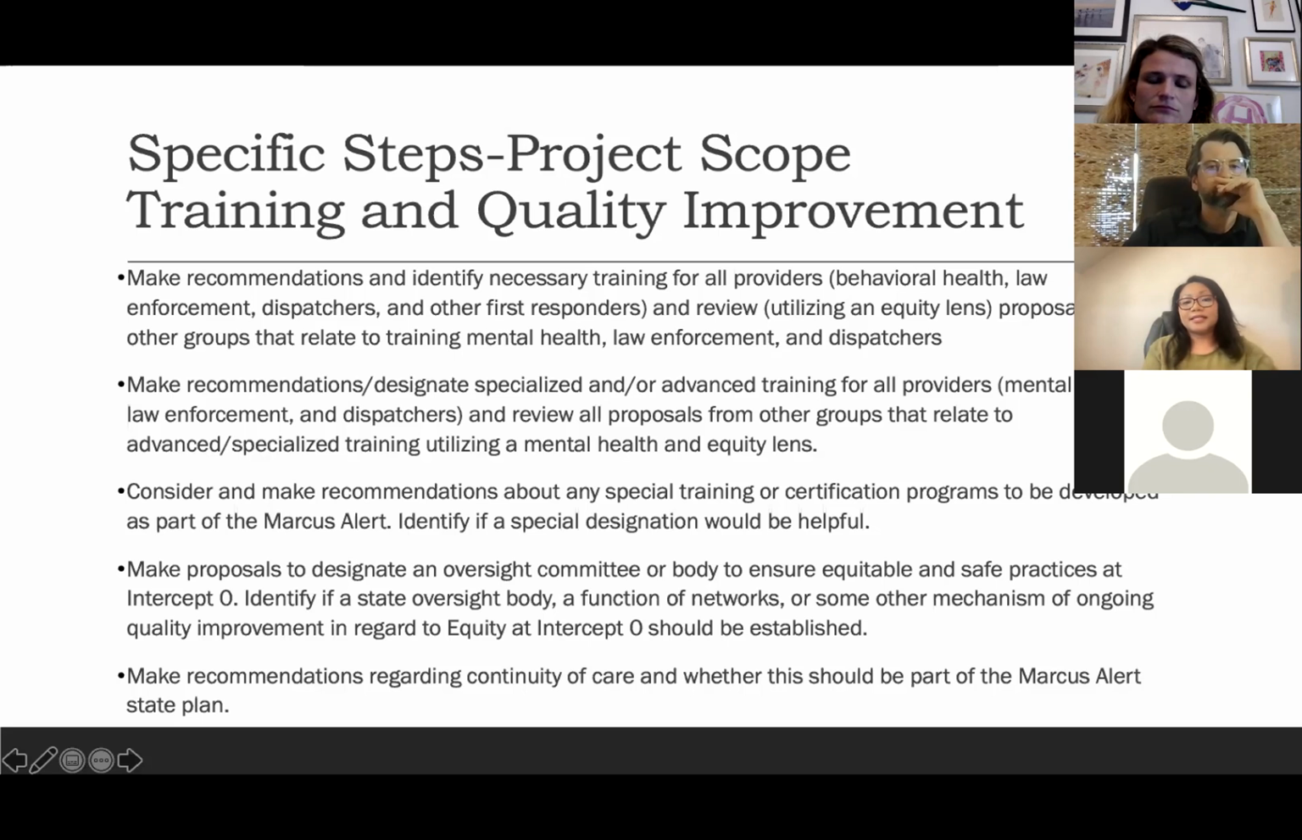Make proposals to designate an oversight committee or body to ensure equitable and safe practices at Intercept Zero. Identify if a state oversight body, a function of networks, or some other mechanism of ongoing quality improvement in regard to equity at Intercept Zero should be established. And then make recommendations regarding continuity of care and whether this should be a part of the state plan.